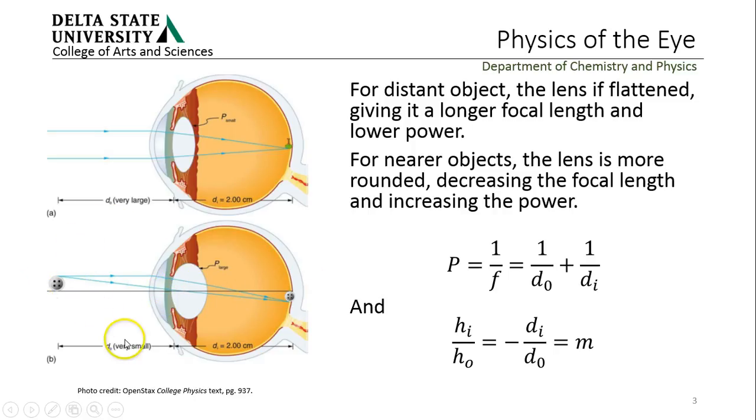Now, this is in no way close to scale. Nobody can see a button that's this close to their eyeball, right? I mean, you just can't. And so these are the basics of the optics of the eye.